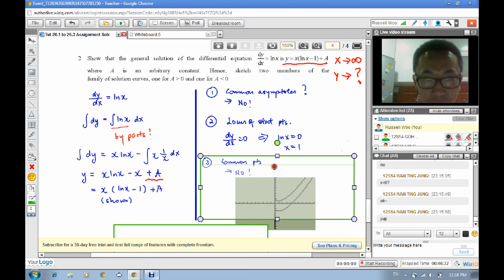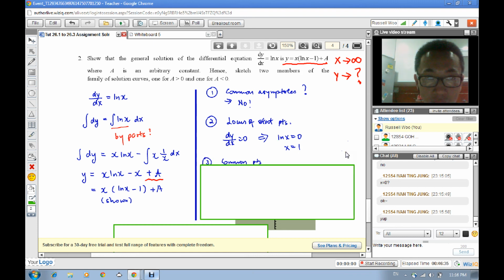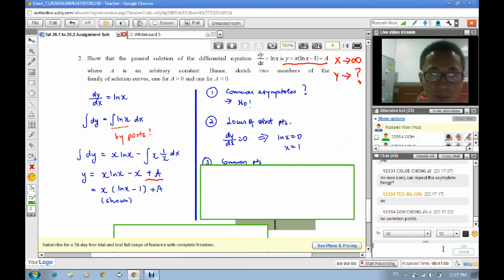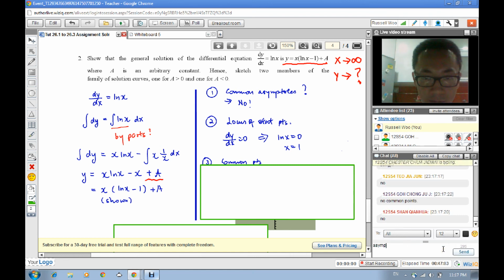Lastly, we check common point. That means, are there any value of x such that y will take on the same value regardless of the value of a? Are there any common points? Come on, be brave. Okay, thank you. All of you are right, no common points.